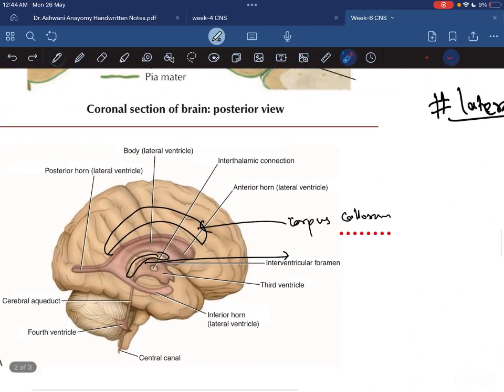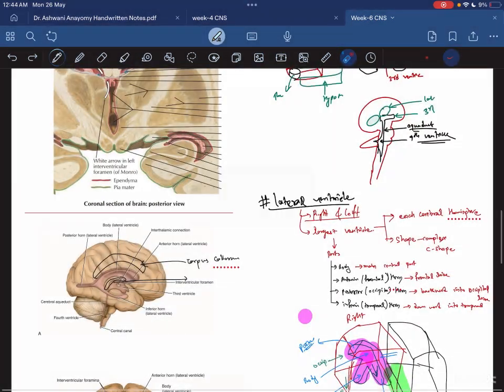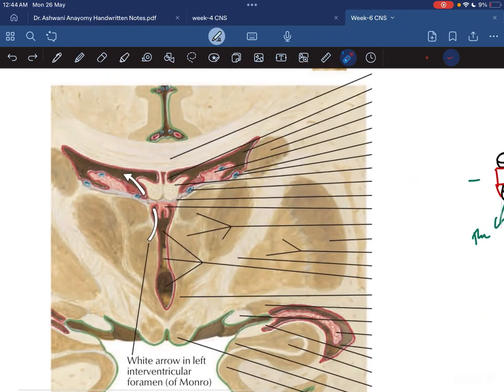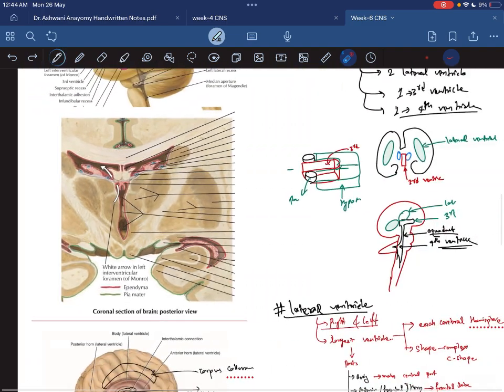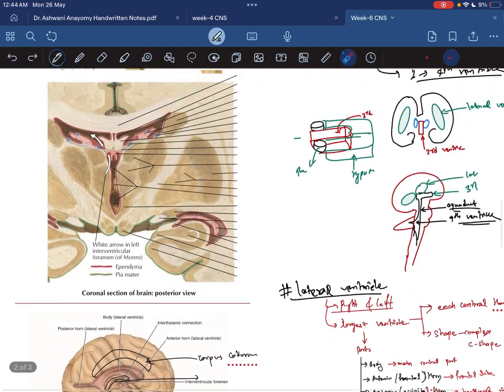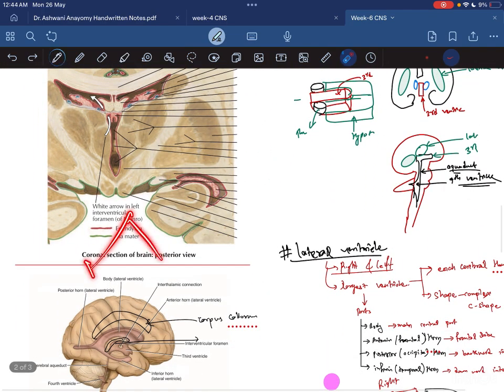Now we can look at this image also. This is lateral. Then this is the third ventricle. After that, when we go below, there is the fourth ventricle.